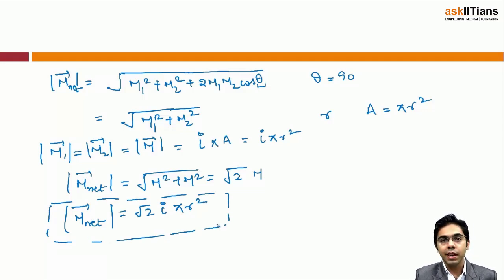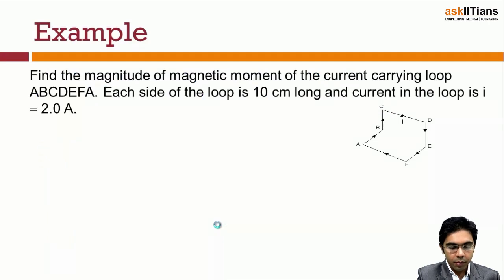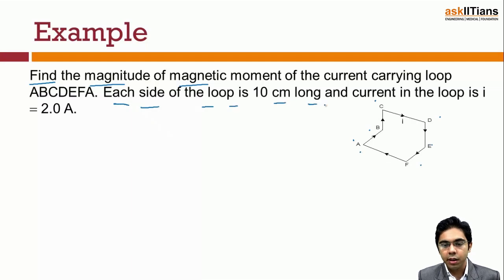Now let's proceed towards the next example. Find the magnitude of the magnetic moment of the current carrying loop A, B, C, D, E, F, A. Each side of the loop is 10 centimeter long and the current in the loop is I equals 2 ampere. We have to find the magnitude of the magnetic moment.